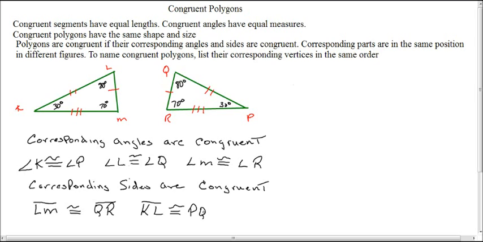And then lastly, we can see that line segment KM is congruent to line segment, because it's starting at 30, see, K 30, P 30, PR. You have to make sure there that you're very, very careful and make sure that where you're starting them is where you started the other ones too.